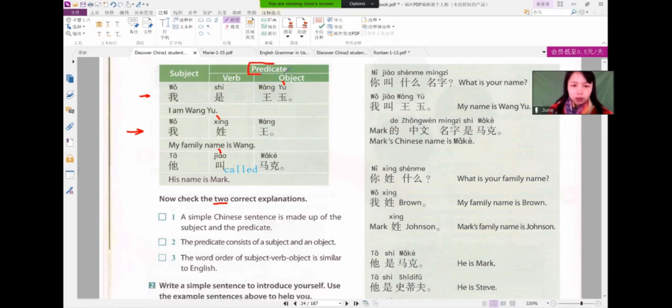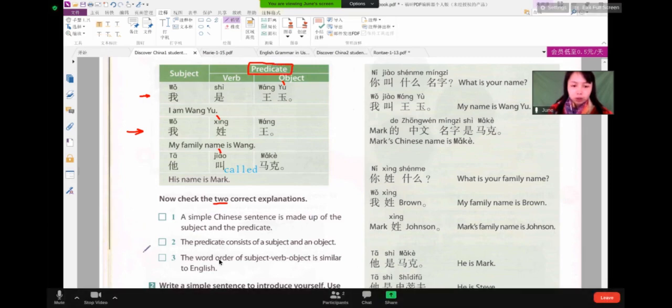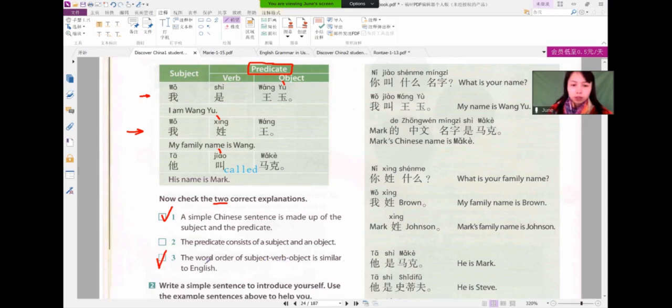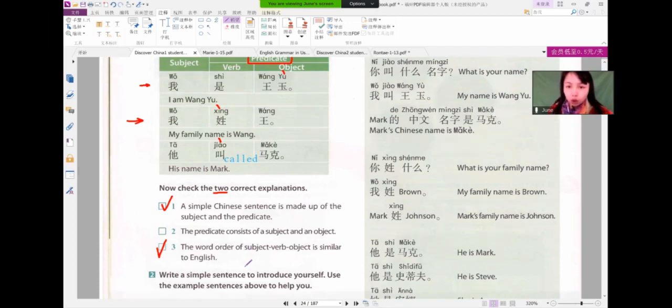This is predicate, including verb and object. Okay, so number one is true. And number 3? That's right. So subject, verb, object. Can you explain that more? Number 3. So in English, the order you say is I am Jun, right? In Chinese, when we say it's also the same. I is 我, am is 是, and Jun is Jun, right? Just like this sentence here. I am Wang Yu. In Chinese, we also say 我是王玉. You see, the order of it is the same.